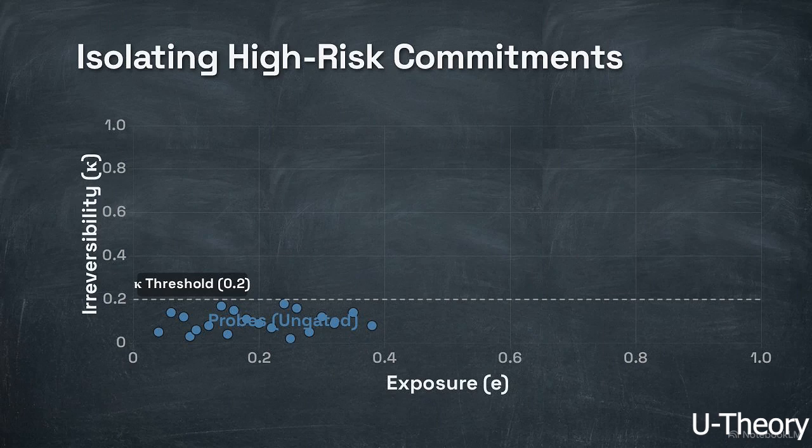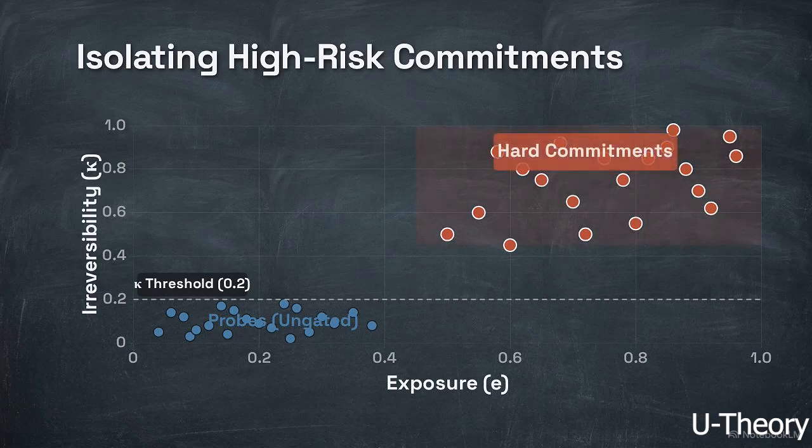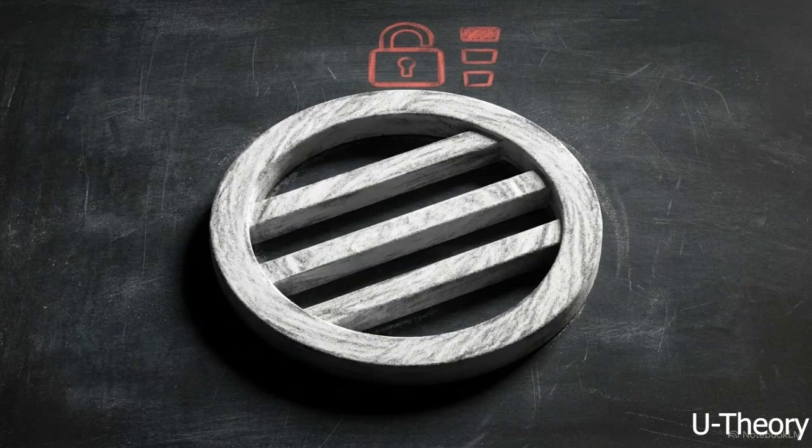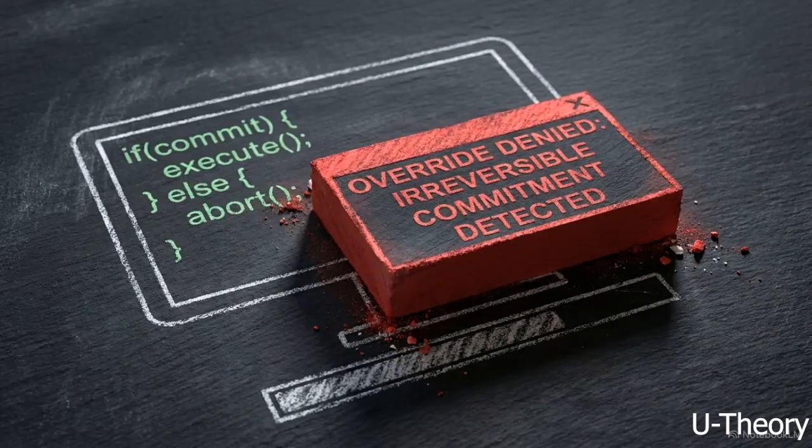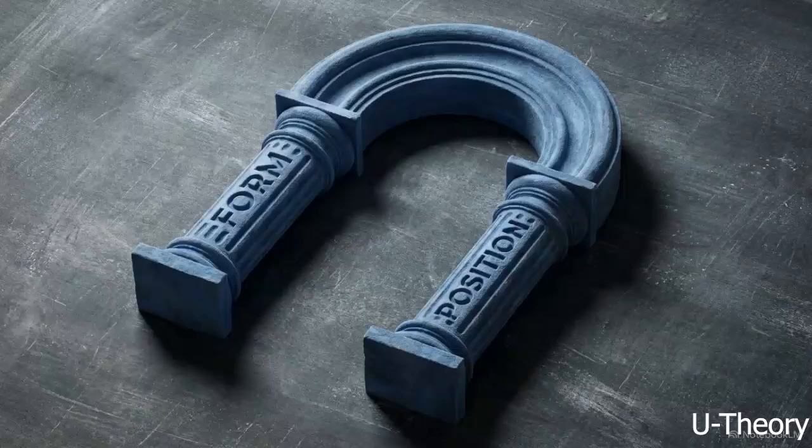The x-axis measures exposure. Even reversible actions require caps, but as kappa approaches 1, we enter the red zone. These are the hard commitments. High kappa actions trigger the full POS gate, demanding absolute proof of readiness before execution. This mathematical separation makes it harder for operators to disguise a massive, irreversible commitment as a routine exploratory test. When an action hits that red zone, it requires proof across two pillars: internal form fitness and external position leverage.